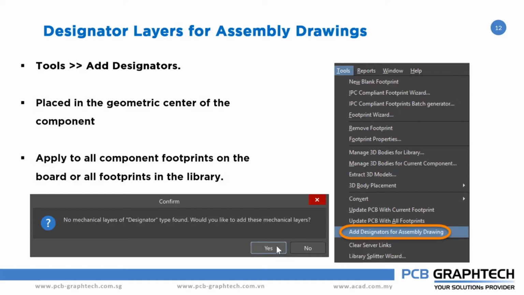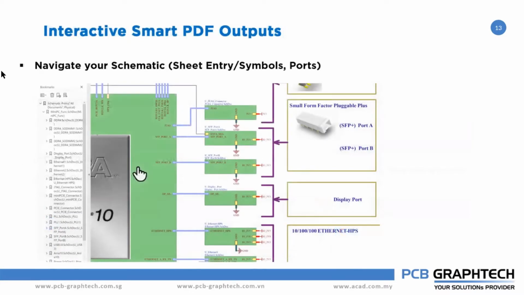Okay, so the next one is interactive Smart PDF output. So this is also one of the new features. Usually we know that when you have your top sheet and you click one of the sheet entries, or when you click one of your sheet symbols using the control key, it will automatically take you to the child sheet, to that location exactly. This has been improved to work inside your Smart PDF output also now.